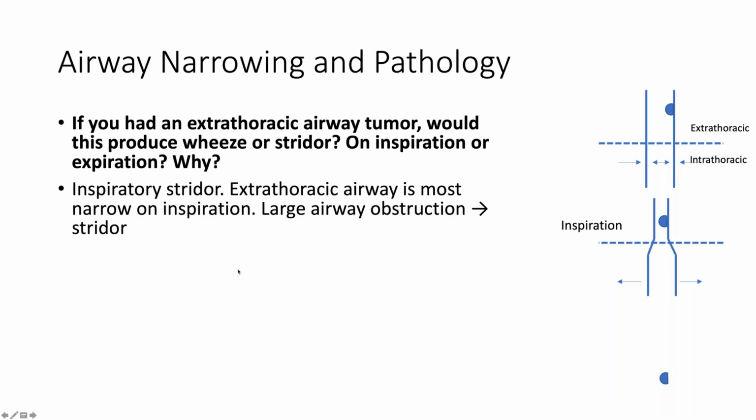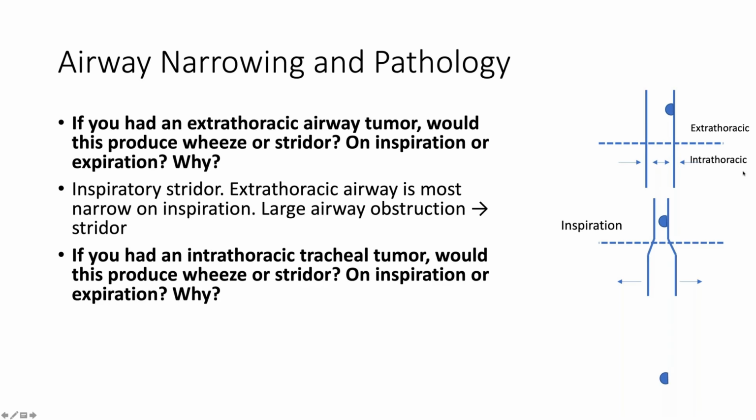Yes, very good. So then let's go to Amber. What do you think? If you had an intrathoracic tracheal tumor, would this produce a wheeze or stridor? And would it be on inspiration or expiration? Why? So intrathoracic, that would likely be a wheeze. Why does that make sense, from a physics standpoint? For it to be in that area, or for it to be a stridor.